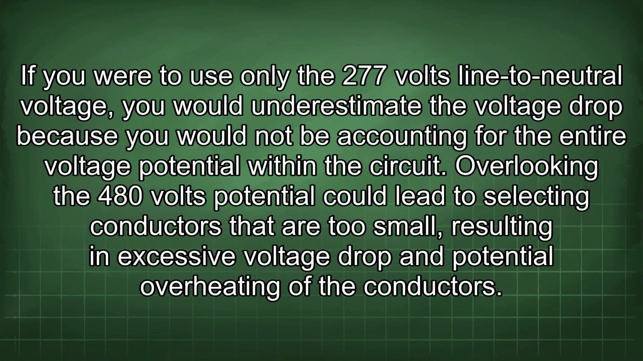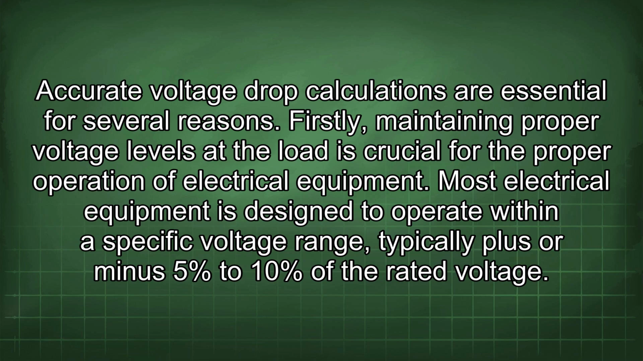If you were to use only the 277 volts line-to-neutral voltage, you would underestimate the voltage drop because you would not be accounting for the entire voltage potential within the circuit. Overlooking the 480 volts potential could lead to selecting conductors that are too small, resulting in excessive voltage drop and potential overheating of the conductors. Accurate voltage drop calculations are essential for several reasons.